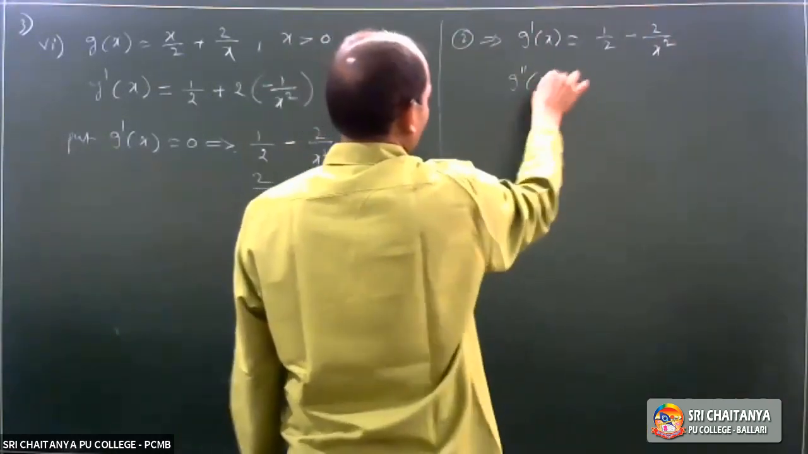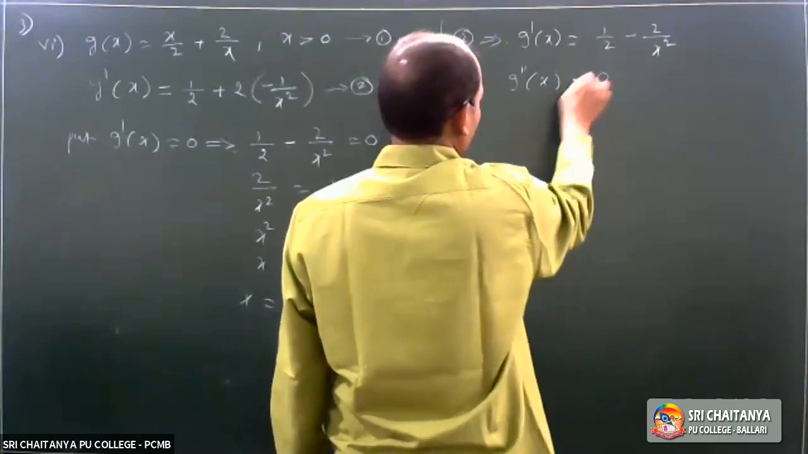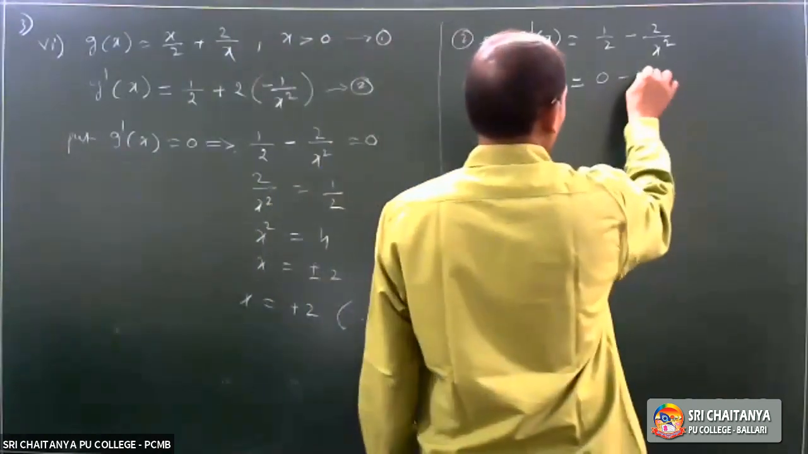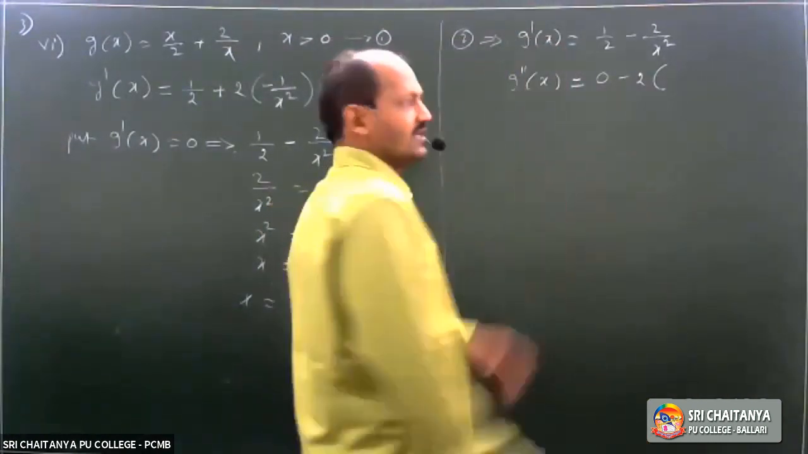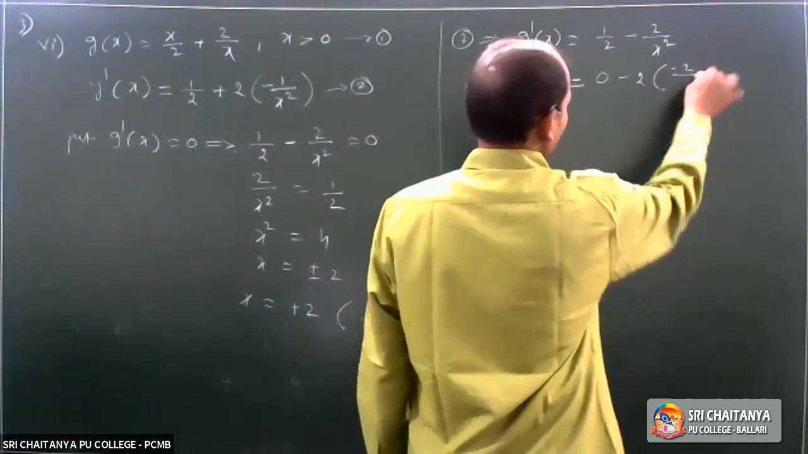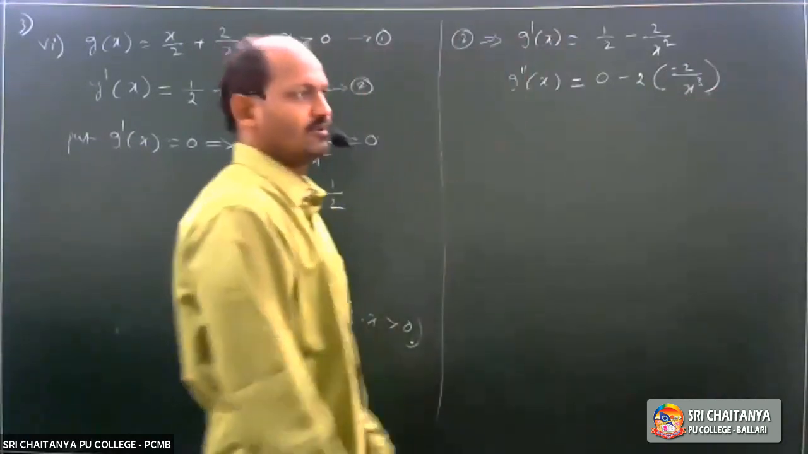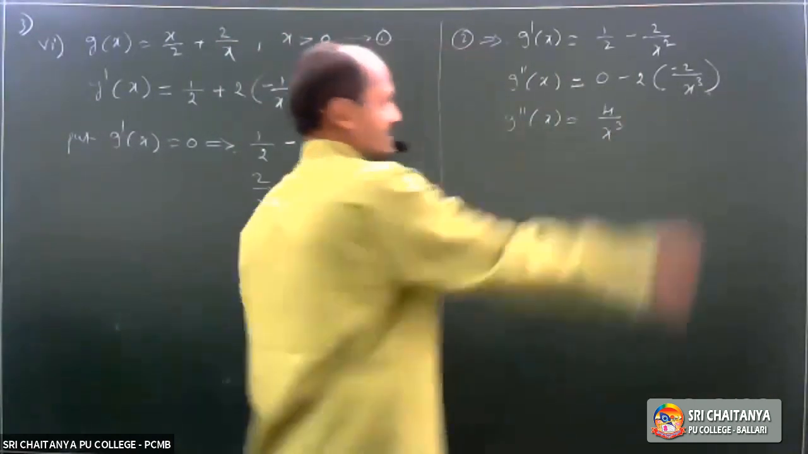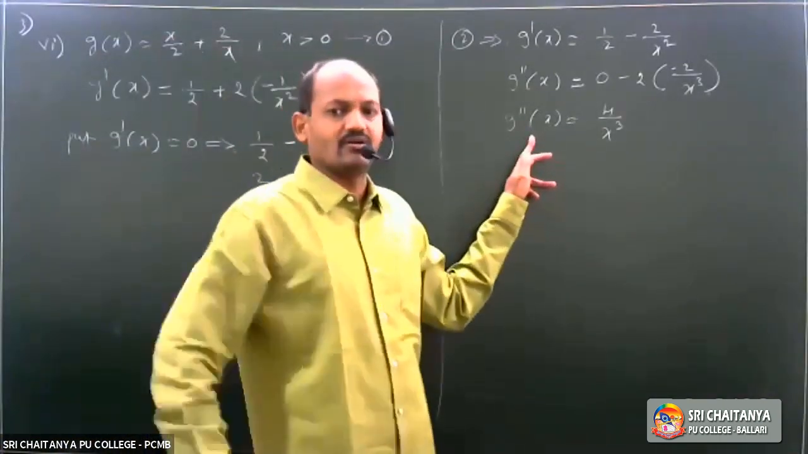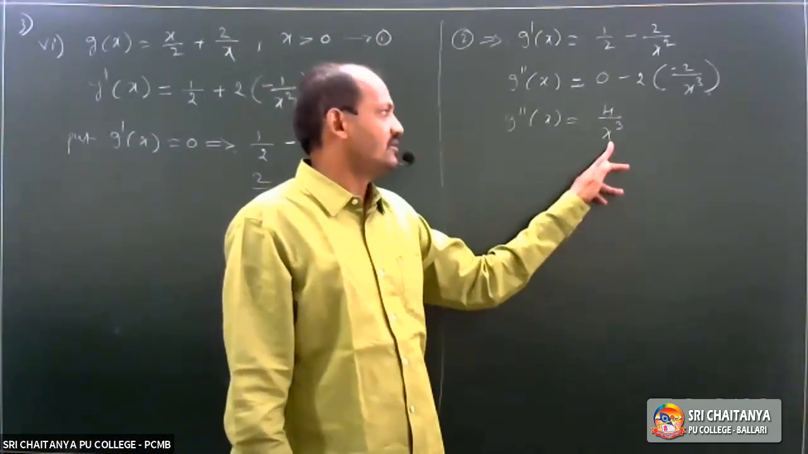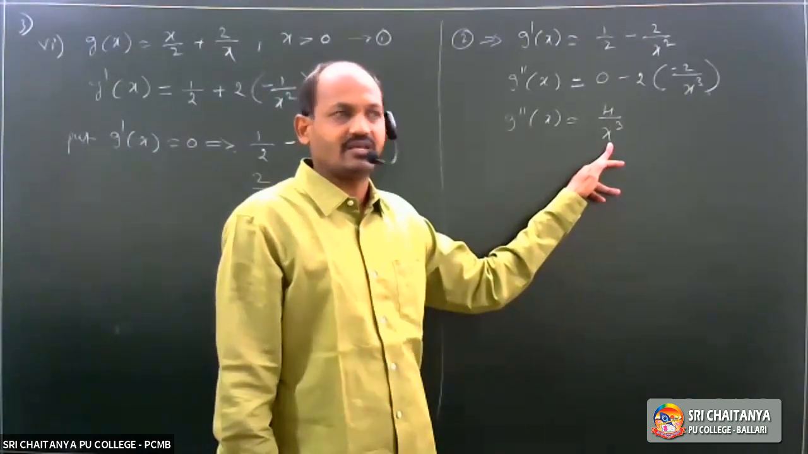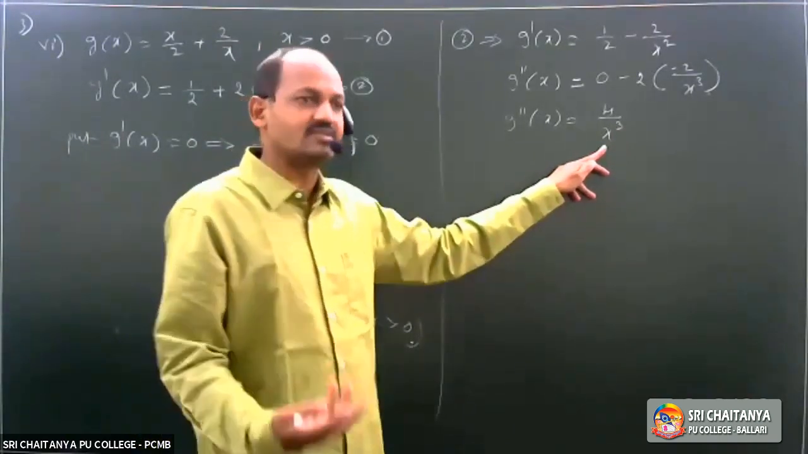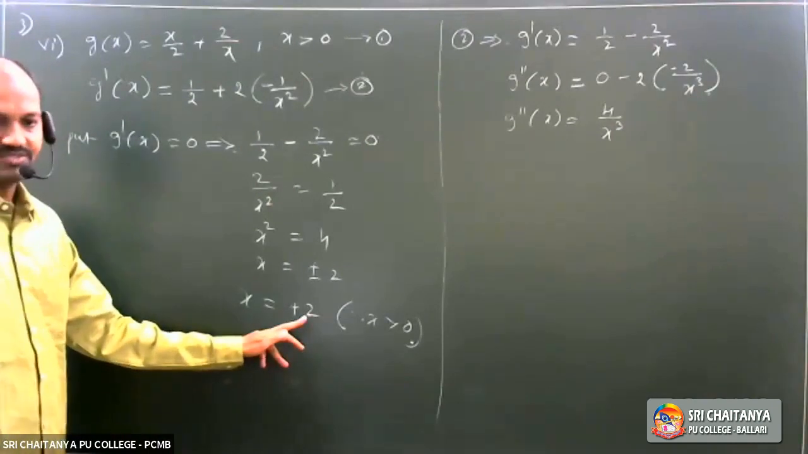What about the second order derivative? Derivative of 1 by 2, a constant, is 0. Minus 2 into derivative of 1 by x square, that is minus 2 divided by x cube. So g double dash of x is equal to 4 divided by x cube. This second derivative, positive or negative, depends on x. If x is positive, x power 3 is also positive.